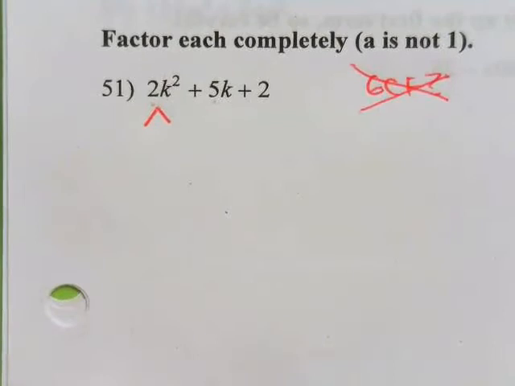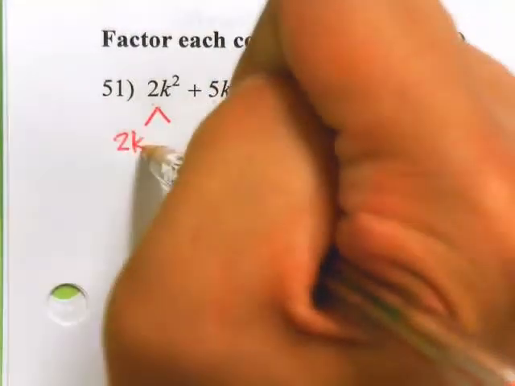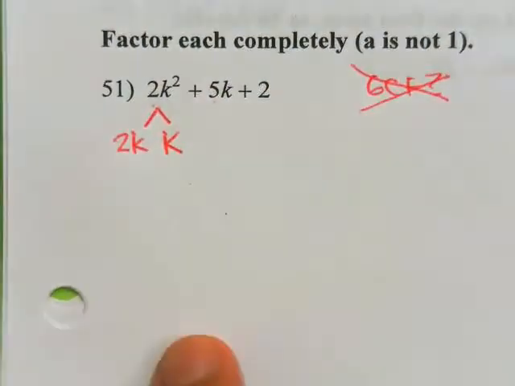If there's no GCF and the A value is still not a 1, this is one way to do this. We're going to split up 2k squared into 2k times k.